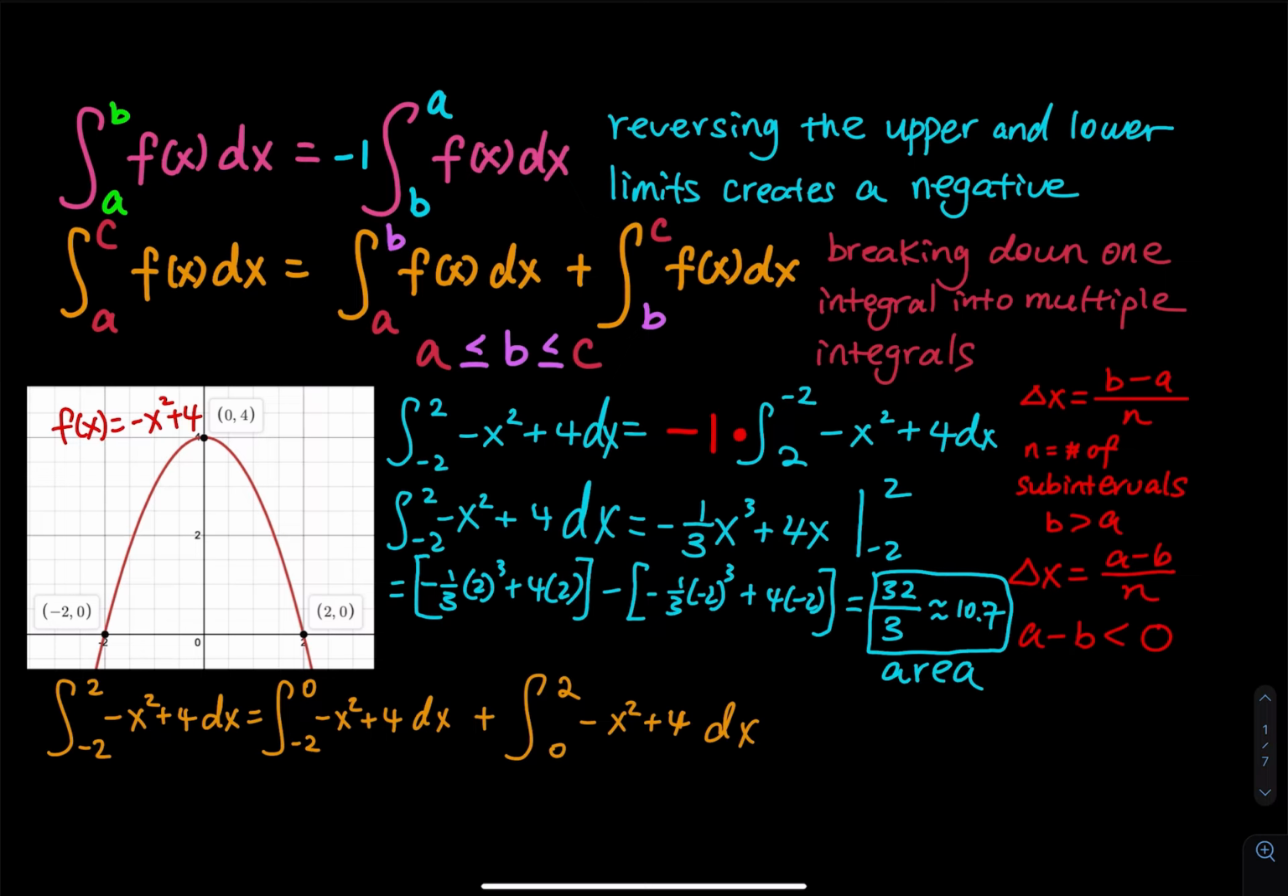So the total area under the curve is 32 over 3, which is approximately equal to 10.7. So what happened when you reverse that? If you reverse this, so I'm going to do it right here. If you reverse that, from 2 to -2, f of x dx.